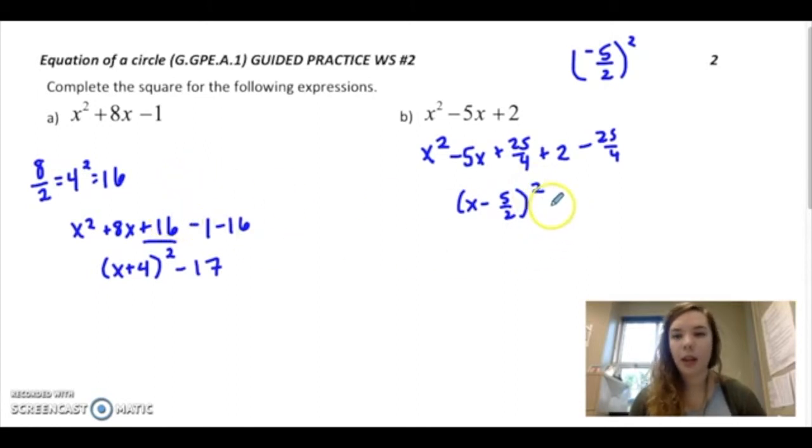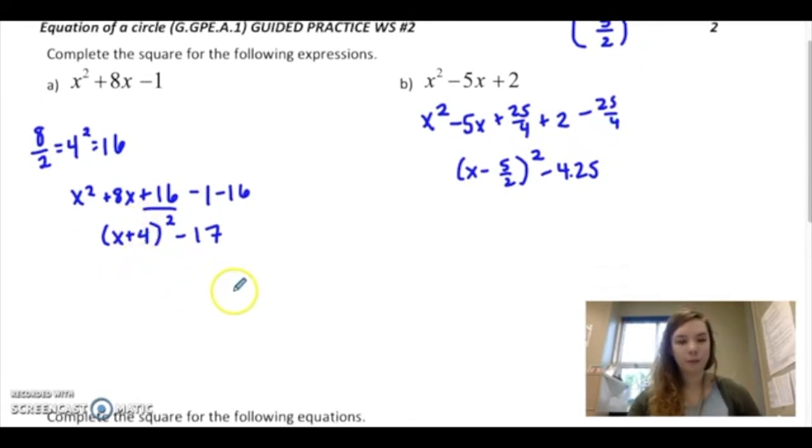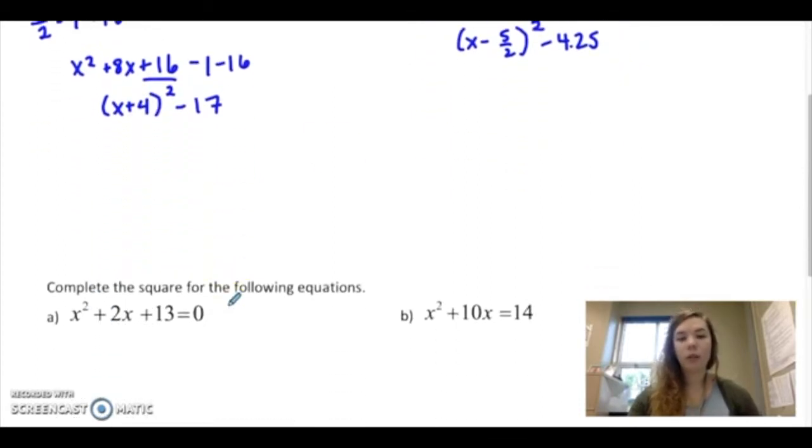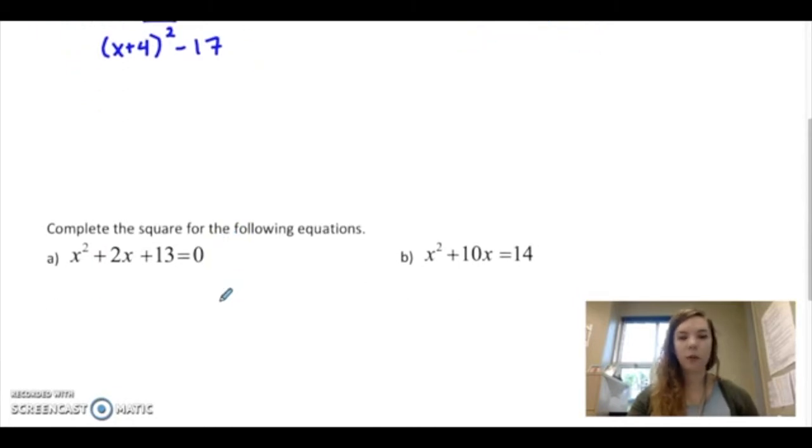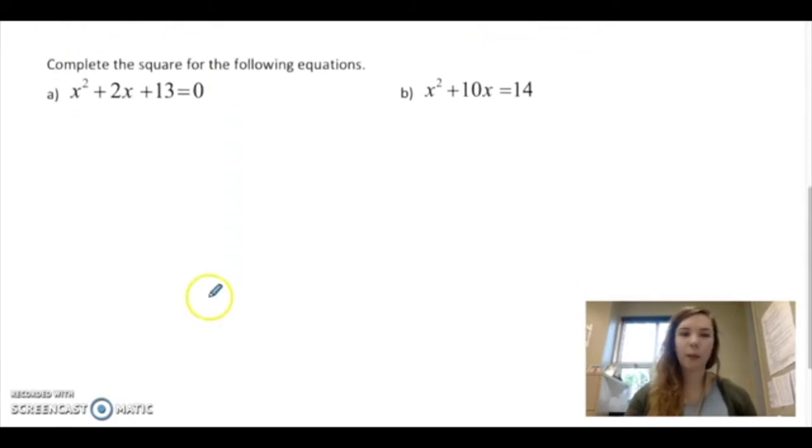Okay, and then I would have negative 4.25 for this piece. All right, so we're going to be using them with equations mostly, and that's what you focused on in algebra. So to do this, I'm going to go ahead and draw my line down. I need to move the constant term to the other side to start with.